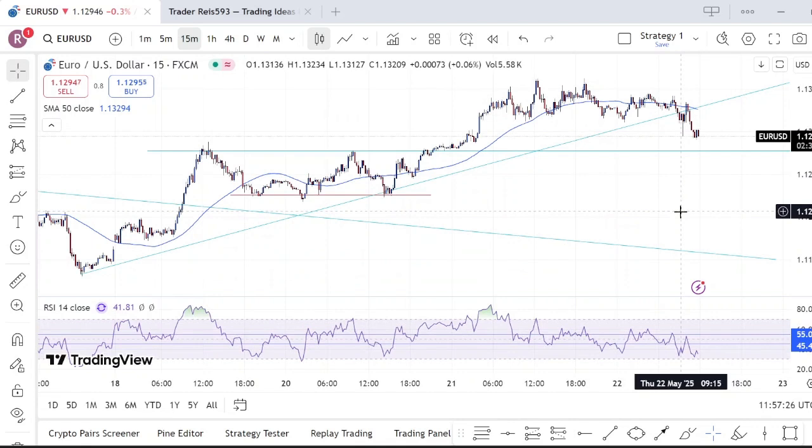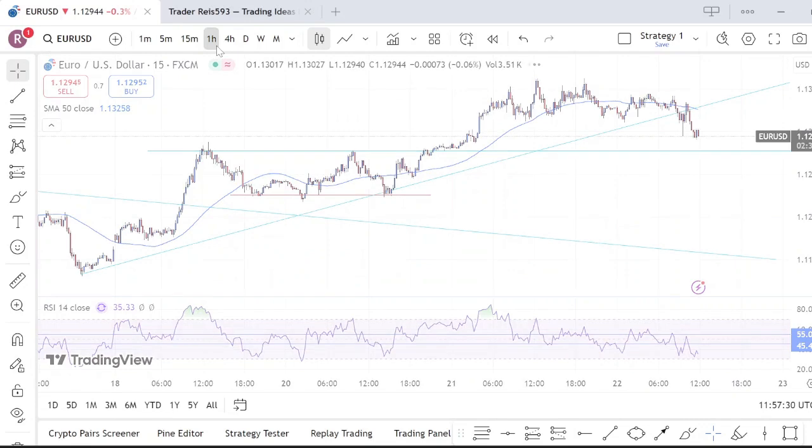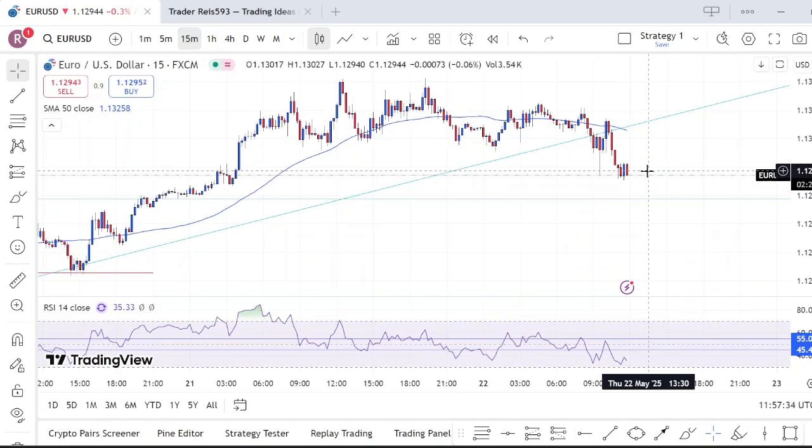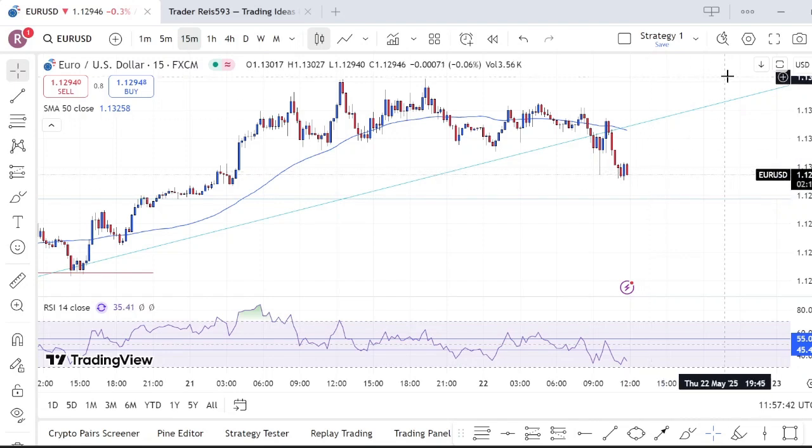On the 15-minute, we can see we are bearish, so if you are scalping, we can look for short positions. Trading below the 50 SMA on the 1 hour, trading below 50 SMA on the 15-minute. We'll wait for a retracement up into the sweet spot and then trade down to 1.1276.